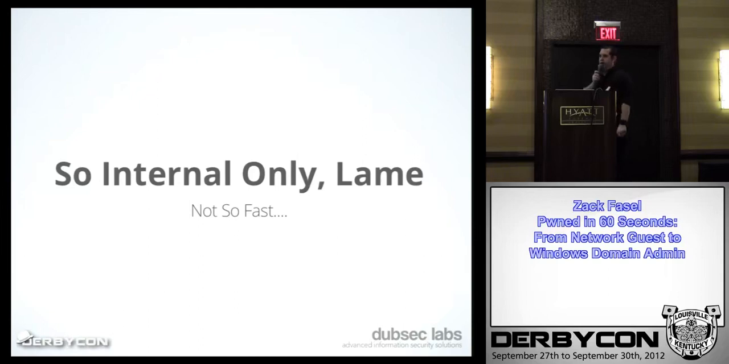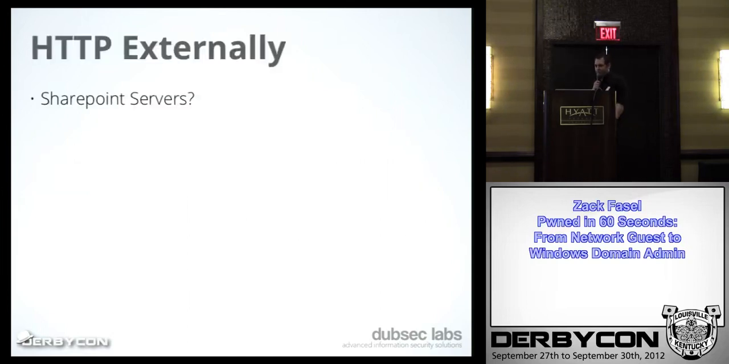But internal only, right? We're talking about relaying internal. That's great. Got to be internal network. That's boring. We'll put the great firewall of China around our network, and we're good. So what about externally? Some people put SharePoint servers on the internet. We can relay to that. That's cool. Not a lot of people have SharePoint exposed to the internet. So it's something to keep in mind.